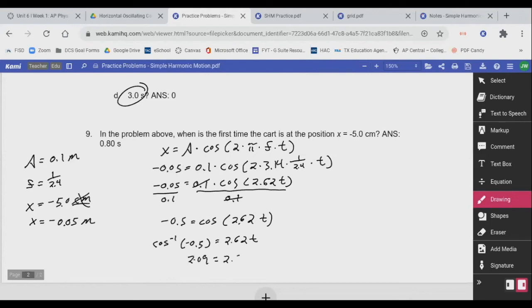2.09 is equal to 2.62 t. I divide 2.09 by 2.62, and I get 0.7977. That rounds to 0.8 seconds equals my time. So at 0.8 seconds, my object will arrive at the location of 5 centimeters away from the equilibrium on the left side.